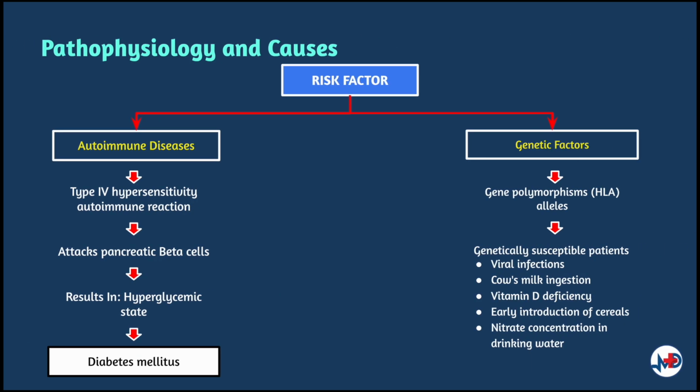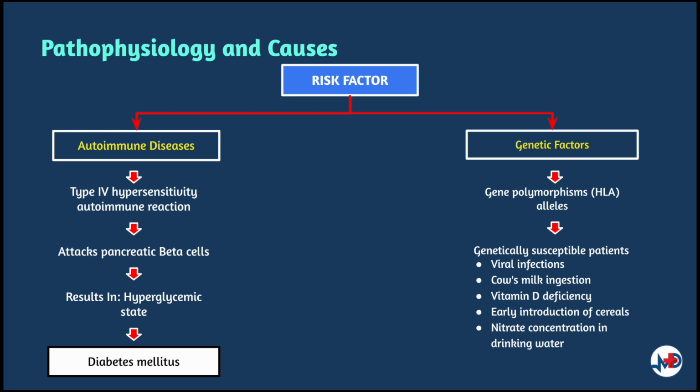Type 1 diabetes mellitus results from an immune-mediated destruction of the beta cells. Adding on, the prevalence of type 1 diabetes is increased in patients with other autoimmune diseases such as Graves' disease, Hashimoto's thyroiditis, and Addison's disease.